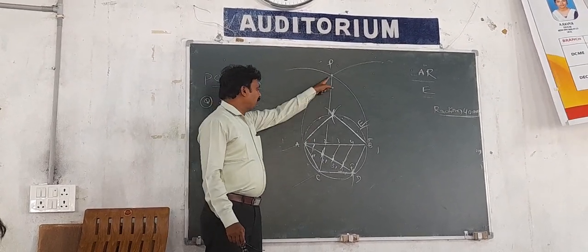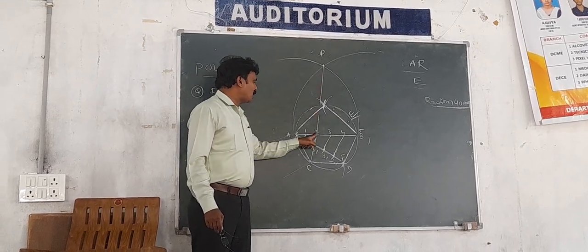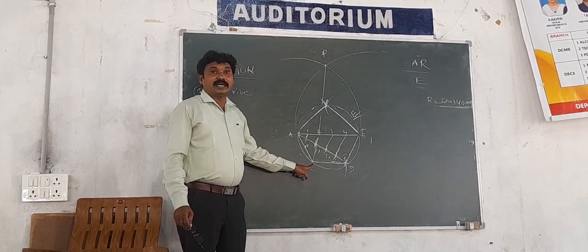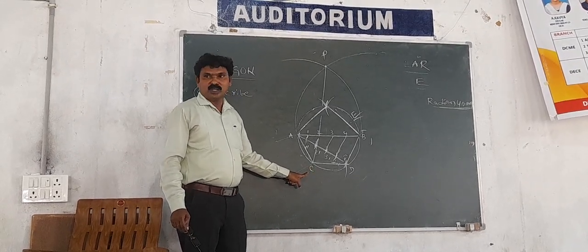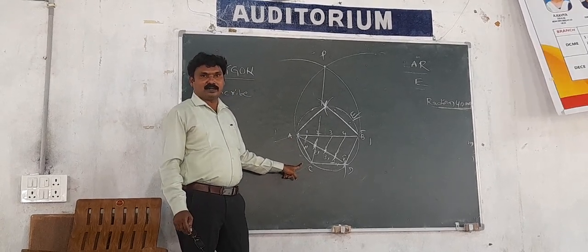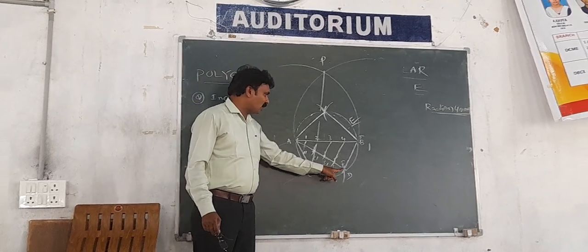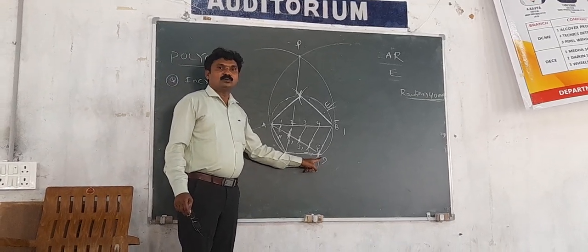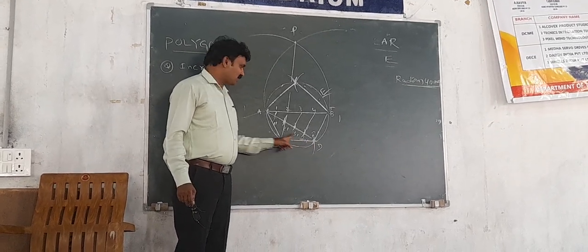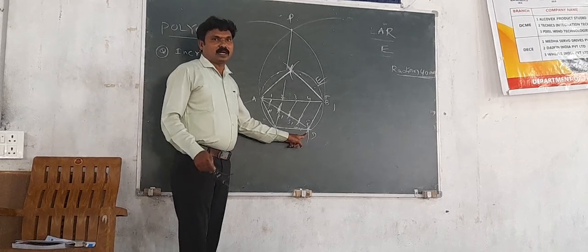Now join P to point 2, and extend P2 up to the circumference of the circle. The intersecting point will be C. Now join AC. AC is one side of your regular polygon. Now AC is the radius. With C as the center, draw an arc on the circle. Now join the points D and C using the scale. The second side of the pentagon is obtained.